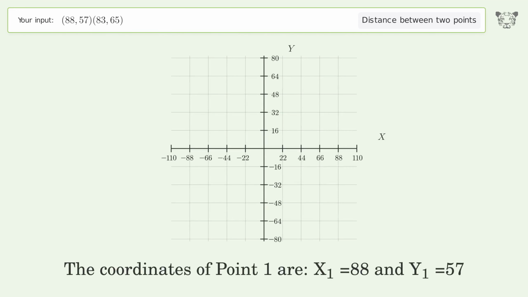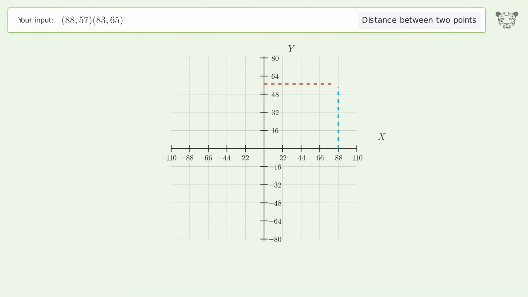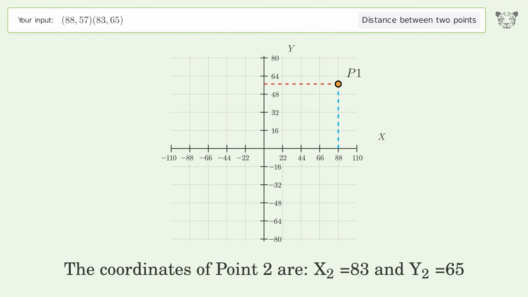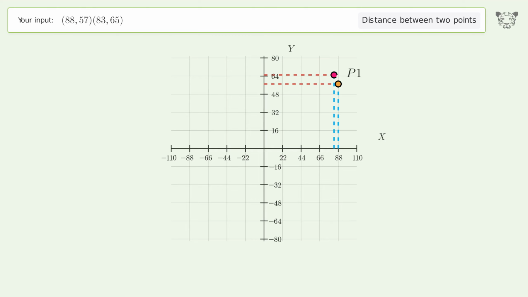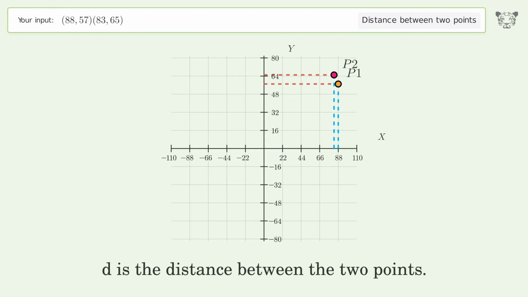The coordinates of point 1 are x1 equals 88 and y1 equals 57. The coordinates of point 2 are x2 equals 83 and y2 equals 65. D is the distance between the 2 points.